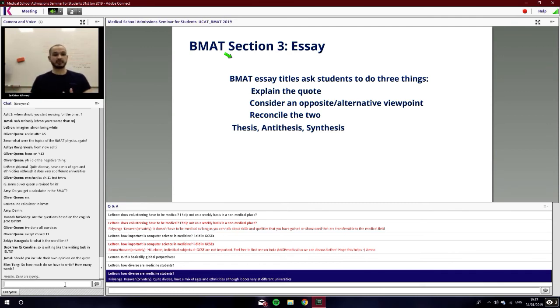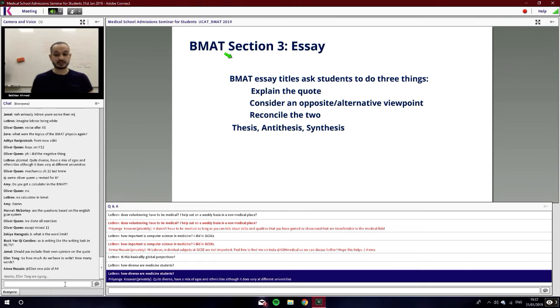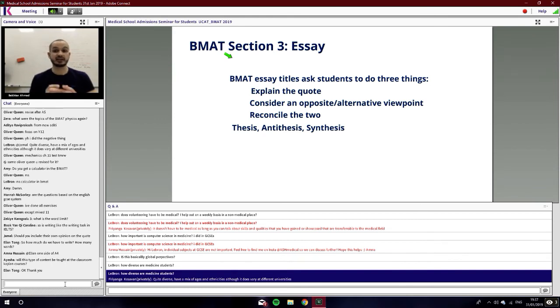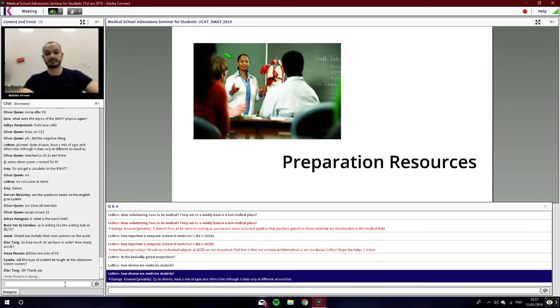There's no limit on how many words. You get an A4 piece of paper which is lined. There's a border as well. You have to stay within the border. So it's actually not a huge amount of space at all. And again, if you have huge handwriting, start practicing on reducing the size of your handwriting, and therefore you can fit more in. Okay, so let's go on looking at some of the preparation resources.